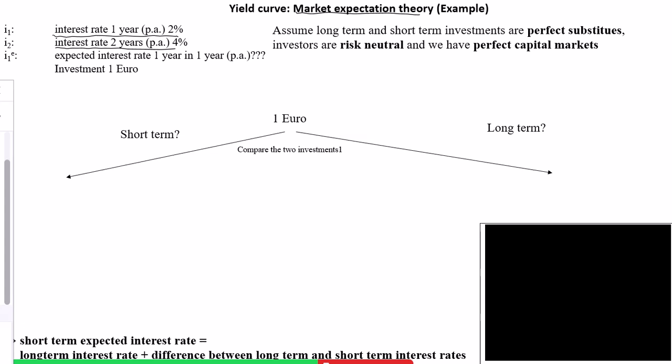And now we make the assumption that short-term and long-term investments are perfect substitutes. And our investors are risk neutral, so they do not distinguish between these two investments, that in one case I'm giving away my money for 2 years, and the other time only for 1 year, and that we have perfect capital markets. So at any time I can get any amount of credit, and I could make an investment in every possible maturity. So what would this mean if we make these assumptions? Then, of course, in equilibrium, the yields of a short-term investment have to meet the yield of a long-term investment.